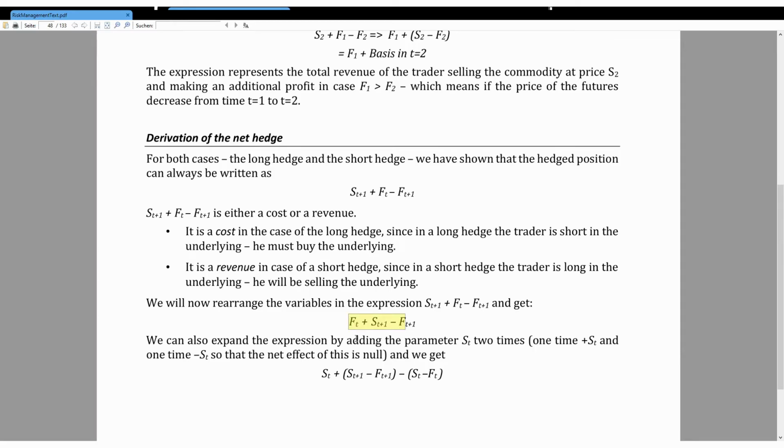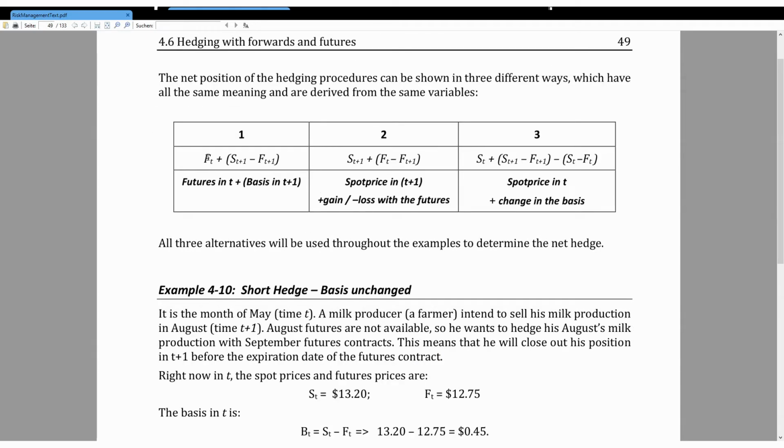If we rearrange those variables, we can simply change the order of the variables. We can also expand this expression by adding S_T 2 times, one time as plus S_T and one time as minus S_T, so that the net effect of this is 0. If we interpret this right, the first expression, F_T plus the difference between S and F at time T+1, is nothing else but the futures price at T plus the basis at time T+1. That would be one way of showing the net hedge, either his total cost or his total revenue at time T+1.